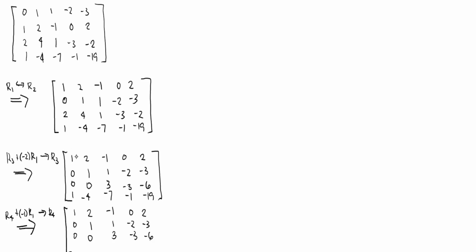So we multiply this by negative 1 plus 1, so it's 0. Multiply by negative 1, that's negative 2 plus negative 4, so that's negative 6. Multiply by negative 1, so that's positive 1, plus negative 7, so that's negative 6. Then multiply by negative 1 plus this 1 times negative 1, so that's negative 2 plus negative 19, so that's negative 21.